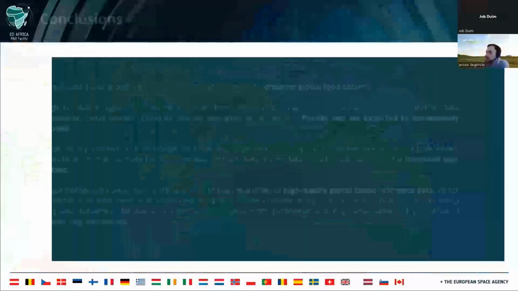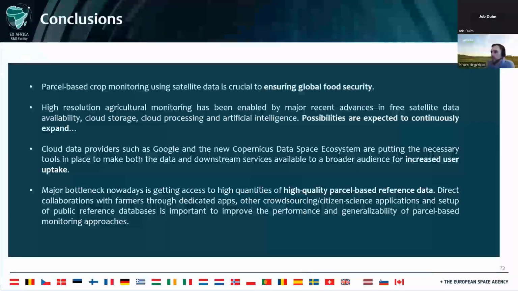So just to quickly wrap up some takeaway messages, parcel-based crop monitoring using satellite data, I think, is crucial if we want to ensure global food security and if we want to allow our farmers to boost their crop productivity.